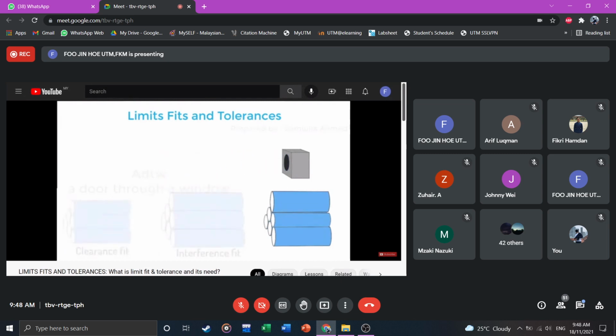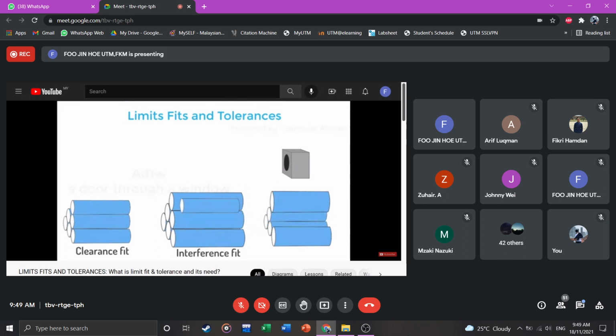Now the third group. In this group when we try to assemble the shafts in the hole, we notice that some shafts enter the hole and some do not. Which means some shafts are smaller than the hole and some are bigger. In this case we say this group of shafts has transition fit. Hope you understood what is limits, fits and tolerances.